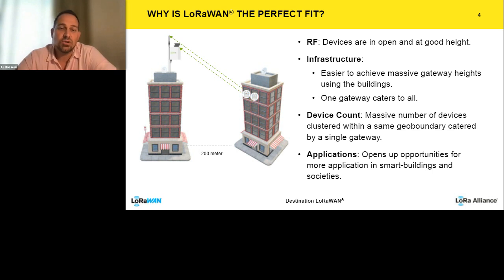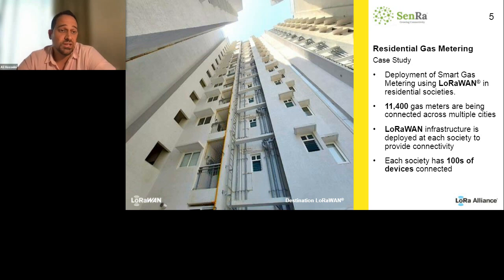So the case study that I'll go through is what we're doing in India specifically. We have a solution provider as a partner that is the front end to the societies, which is their customers. They provide the gas meters. They manufacture the smart gas meters themselves, and they have an analytics platform that they provide with billing and everything to the society owners. They've put us under contract for about 11,400 gas meters to be connected across three cities, I believe, Hyderabad, Bangalore, and Ahmedabad, if I'm not mistaken.